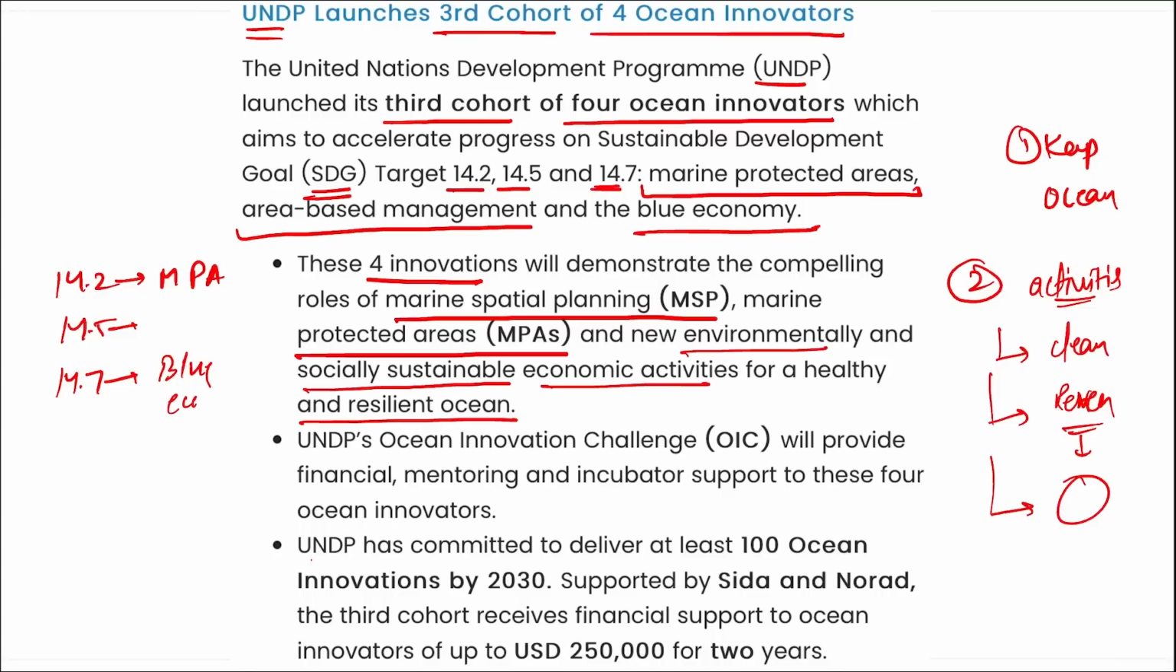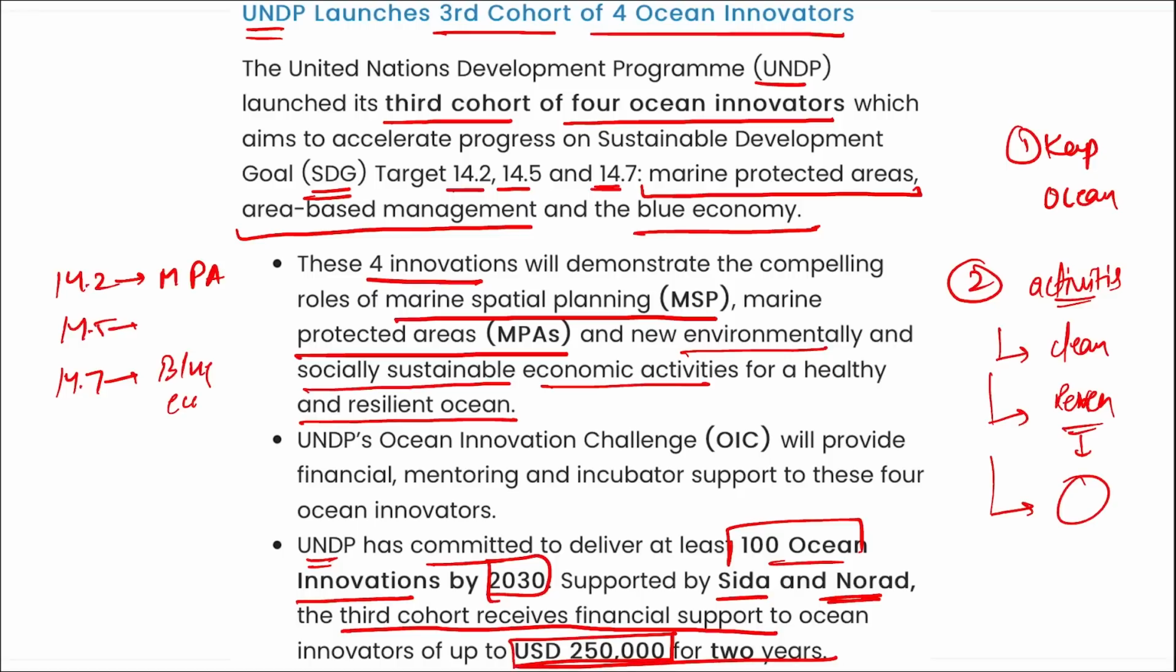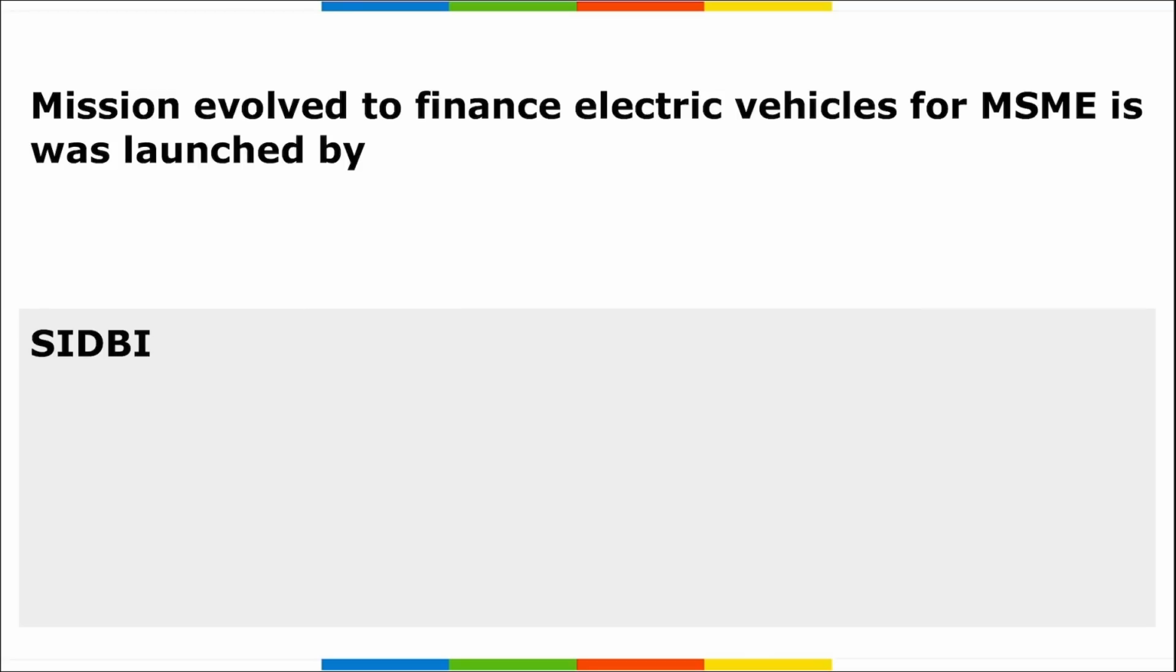Also, remember, United Nations Development Program has committed to deliver at least 100 ocean innovations by 2030 that will be supported by SIDA and NORAD. The third cohort receives financial support for the innovators of up to $250,000 for 2 years. Next is your Mission EVOLVE, and this is important, EVOLVE.